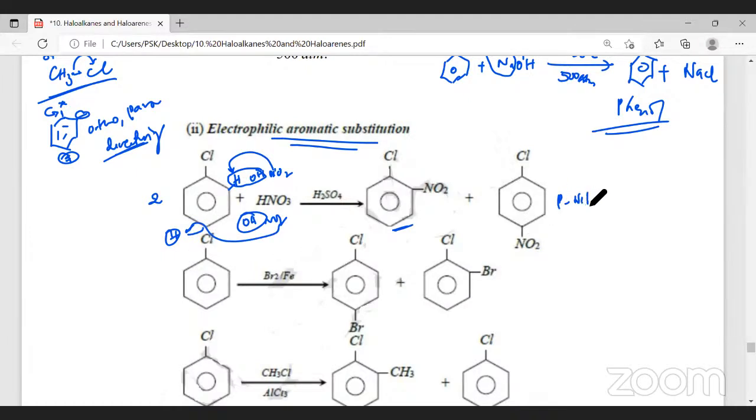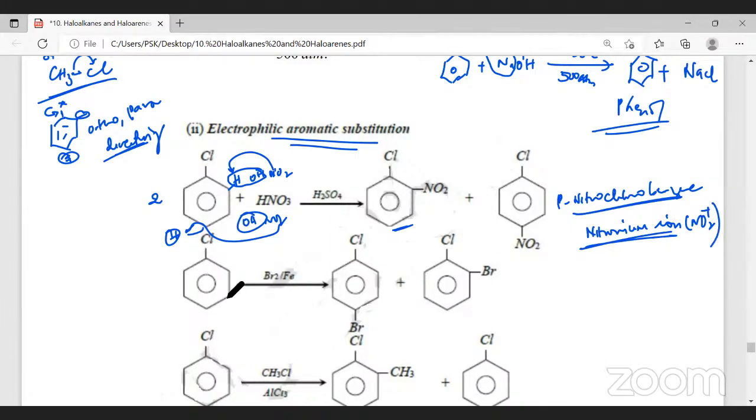This is para nitro chlorobenzene. And this will be ortho nitro chlorobenzene. All right. So a mixture of ortho and para, you will get two products. Now you should remember, in the case of nitration, the electrophile is the nitronium ion, NO2 plus.